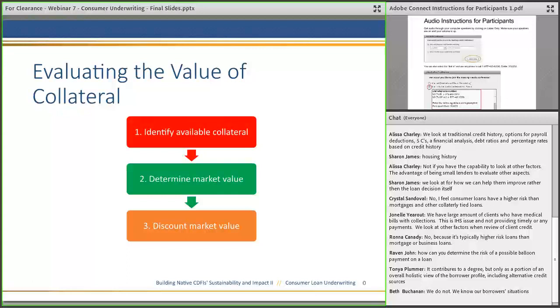So the 3 steps in evaluating the collateral are: number 1, identify the available collateral, if there is any; number 2, determine the market value; and number 3, discount that market value. Even though something might have a value of $10,000, the only way it's really worth $10,000 is if somebody is willing to pay $10,000 for it. So you definitely want to consider all of that when you're evaluating it.